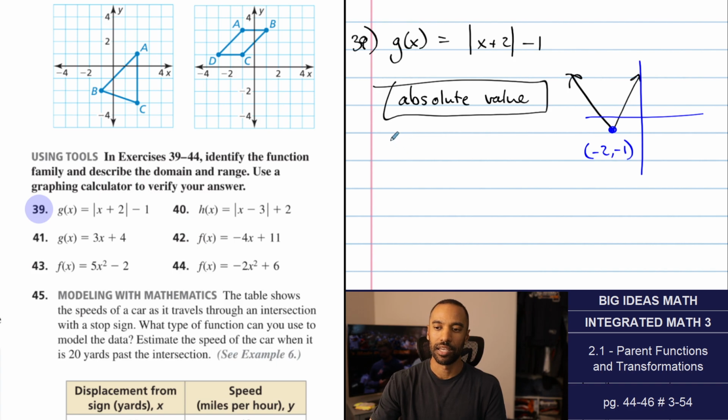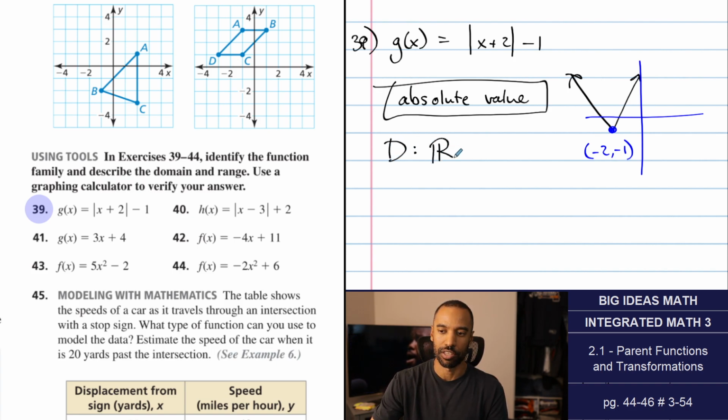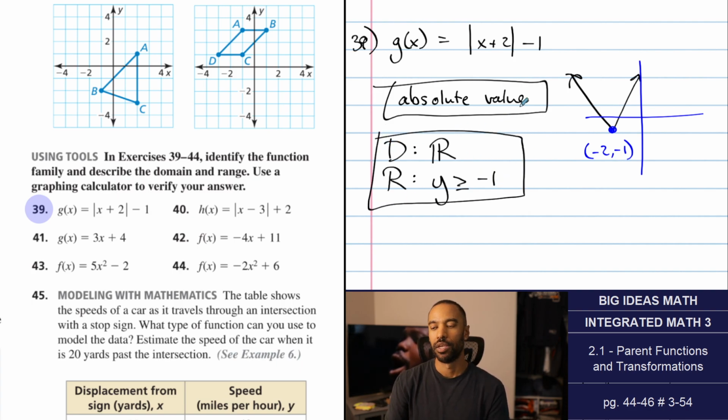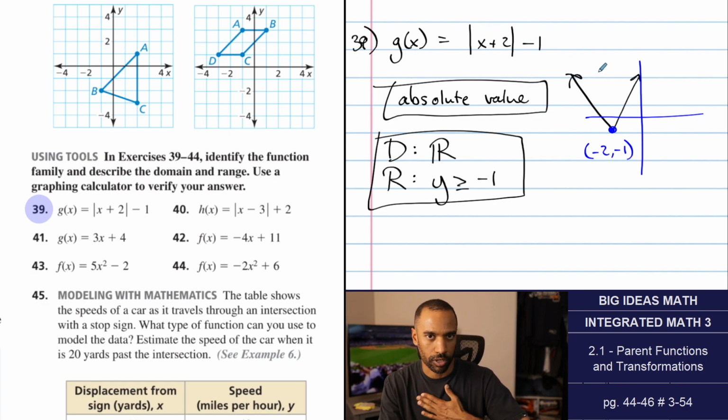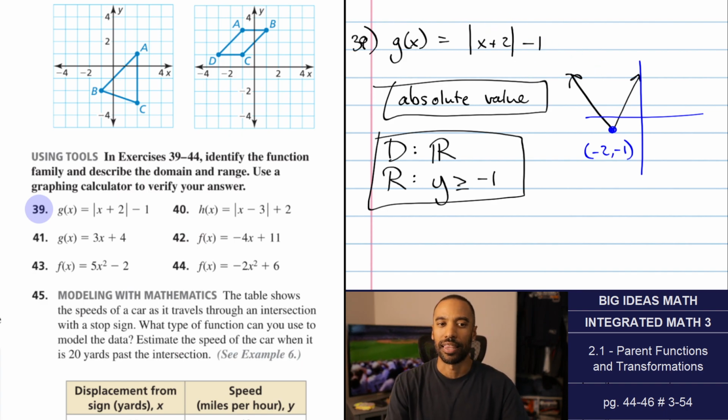But the domain is all real numbers. We are not going to change the fact that this graph still goes forever left and right. The range is now y is greater than or equal to -1. Before it was y is greater than or equal to 0. But now it bottoms out at -1 instead based off the appearance of this. Graphing calculator, look at me, I'm the graphing calculator now. And that's the one for number 39.